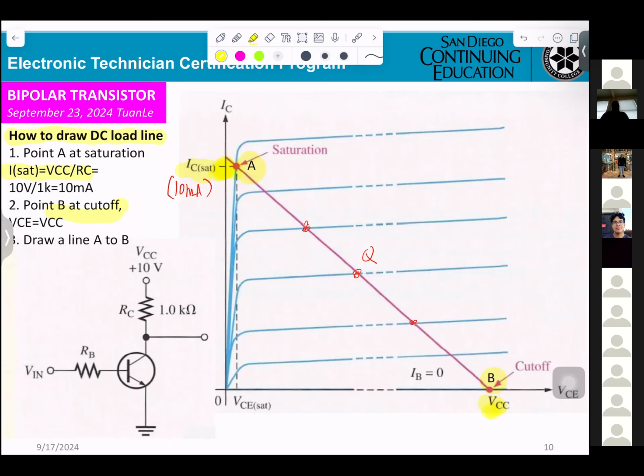That's one point. The second point will be B. Point B is at the cutoff. This is the cutoff. So VCE equals VCC. You connect from A to B, and you get the line they call a load line. That's how to draw it.